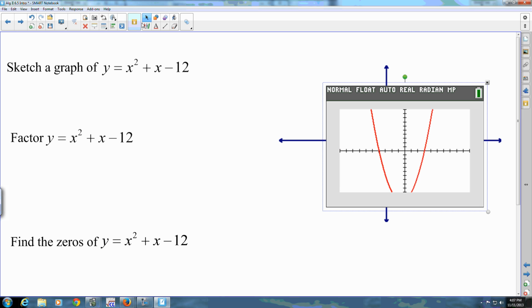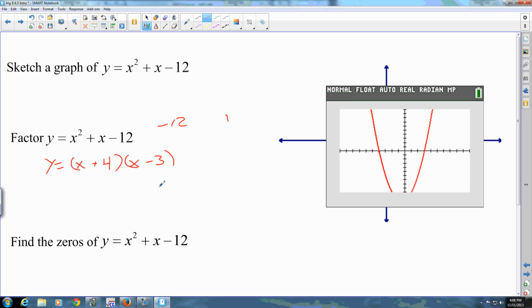All right, factor this. Well, the leading coefficient is 1, which is nice because then they're both x's. Things that multiply to negative 12 but add to 1. So that must be plus 4 minus 3. Find the zeros. Well, I'm going to set those equal to 0. x plus 4 equal to 0, and x minus 3 equal to 0. So x is equal to negative 4, x is equal to 3.